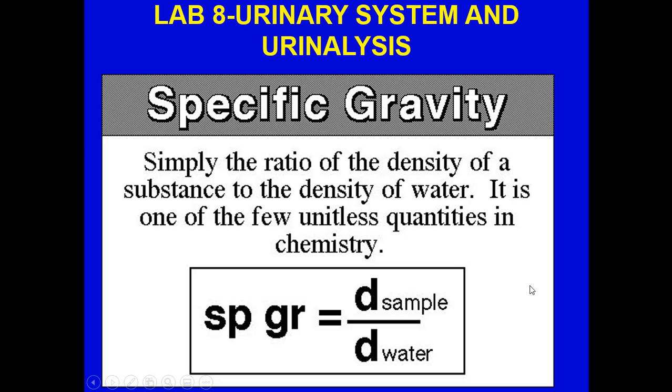Now, specific gravity is very, very simple. It's basically the density of your sample compared to the density of water. If the density of water is basically 1.0 grams per milliliter, then you should have something very close, just a minor difference for urine. This is one of those few unitless quantities of chemistry. So it's always measured in numbers, but not units.